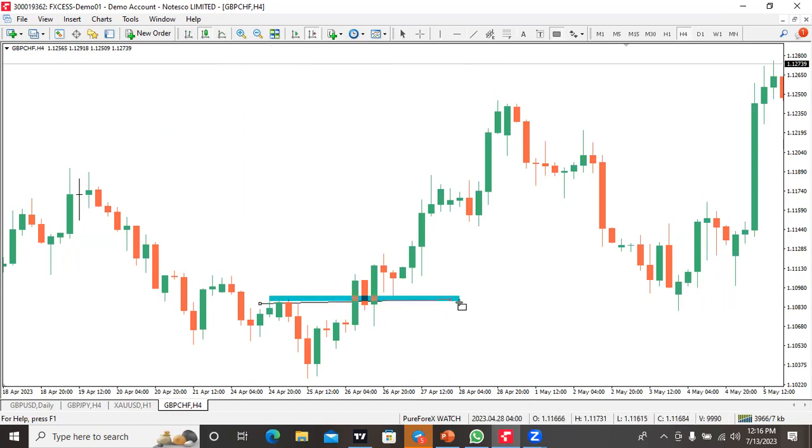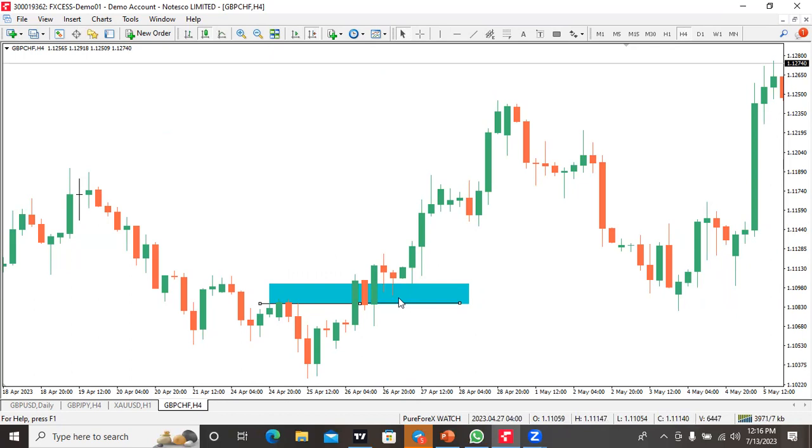you mark your zone like this. You know that this line is not straight, so let's make it straight. So you mark your zone like this. We wait for price to come back there, we sell. I mean, we buy, right? So what are you going to do?